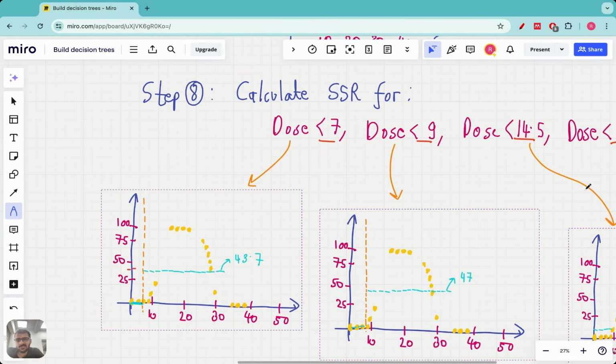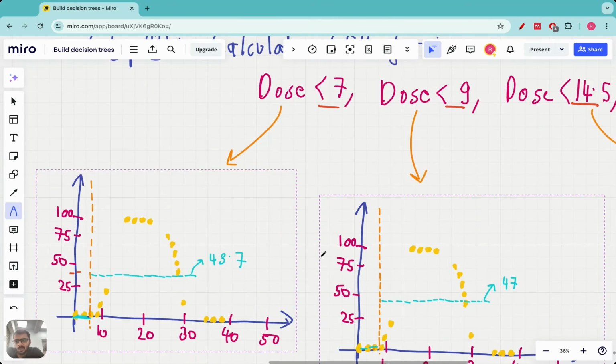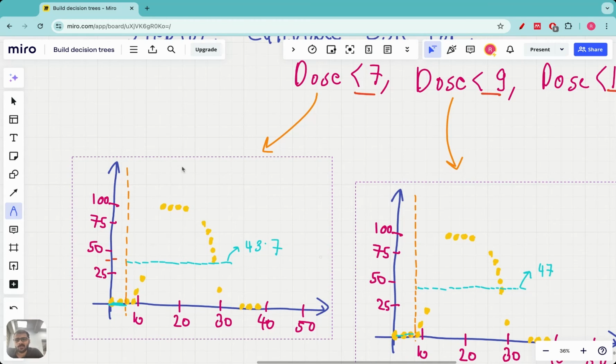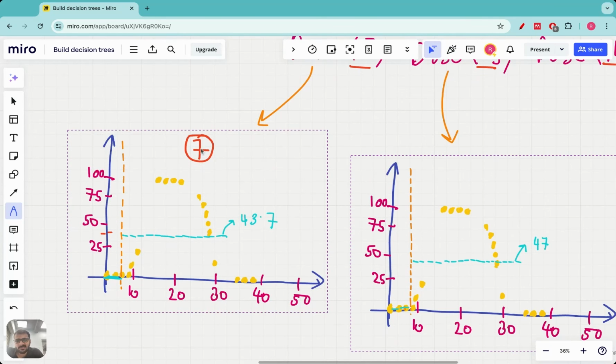So for dose less than 7, let me write 7 here. On the left hand side, the error is still 0. But on the right hand side, you will see that the error is slightly better, or the error is reduced. You can already see from here that when this blue line becomes the average of all these points, that's when the error will be the least. So that's what we are looking for. So this is dose less than 7.